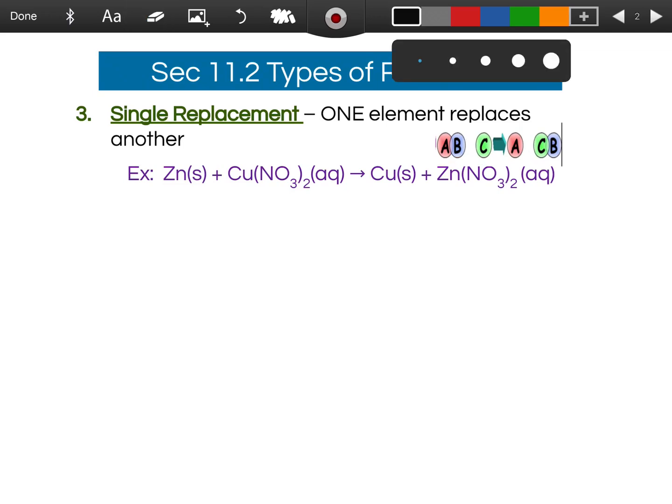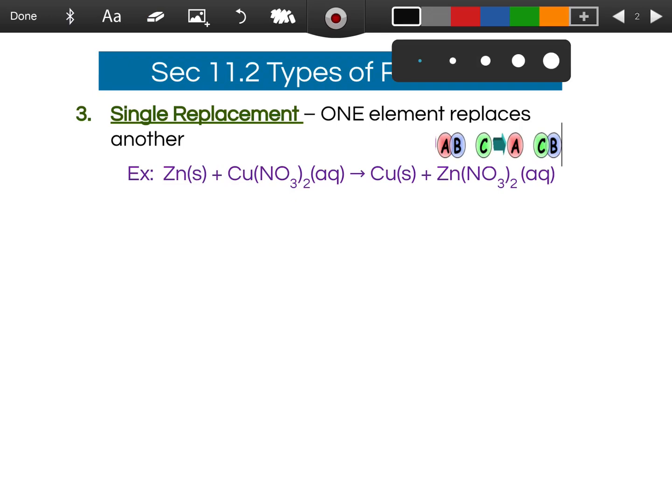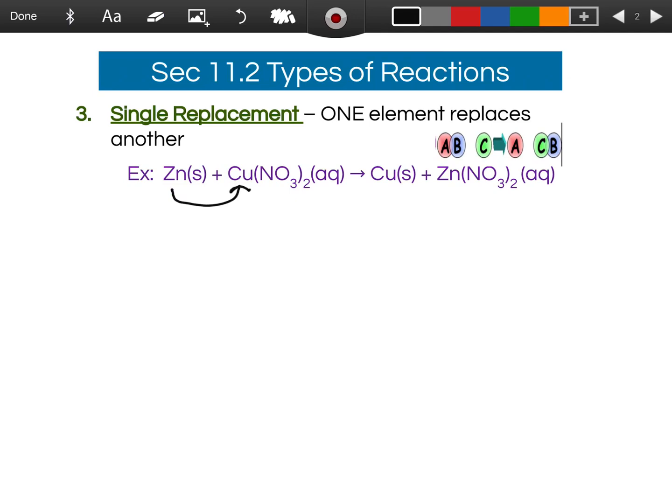So if we look at our real example here, here's our single element with zinc. It is reacting with copper nitrate, which is a compound. So as you can see in the products, zinc is going to come in and replace copper, and copper gets kicked off by itself. So in the products, copper is now by itself and zinc is combined with the nitrate. So this is a single replacement reaction. If the individual element is a metal, it's going to replace the other metal.